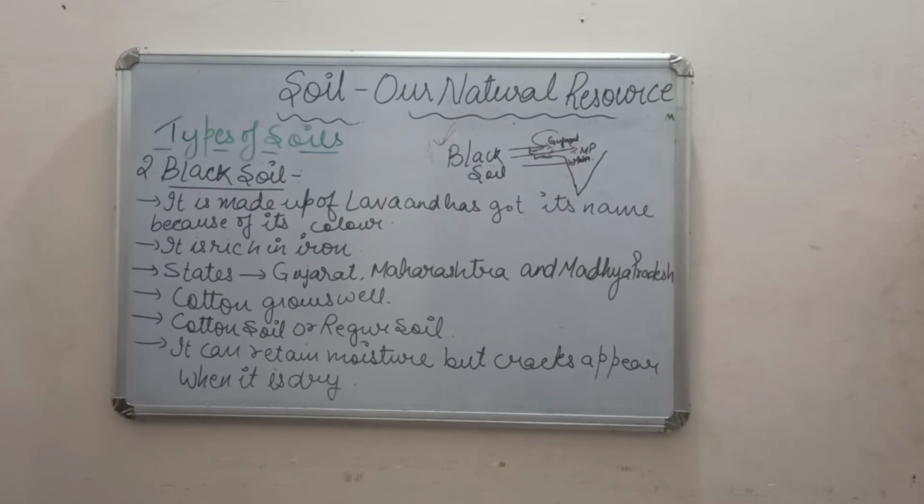So which kind of crop is grown here? Basically, cotton is grown here, and in which states is it found? It is found in Gujarat, Maharashtra and Madhya Pradesh.